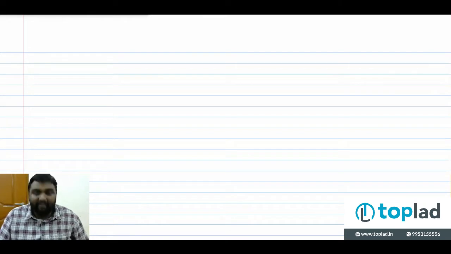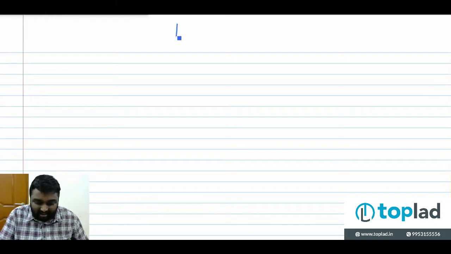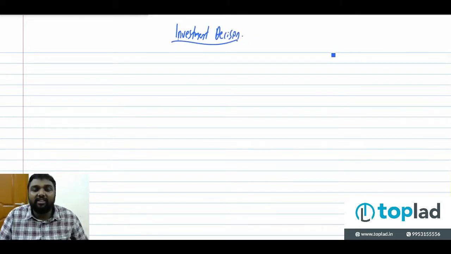So today we are going to start an interesting chapter for your Intermediate Group 2 CFM subject. The area is called investment decision. Investment decision we also call capital budgeting.